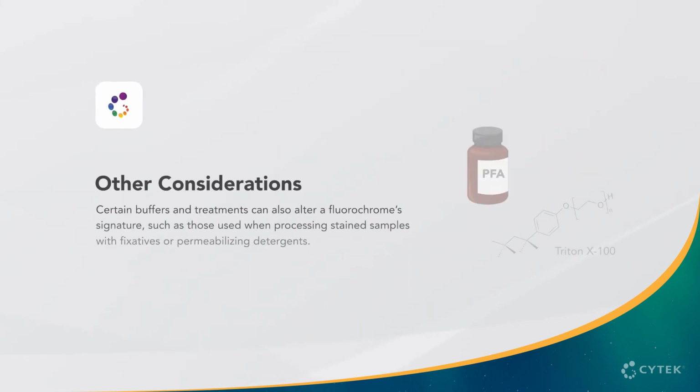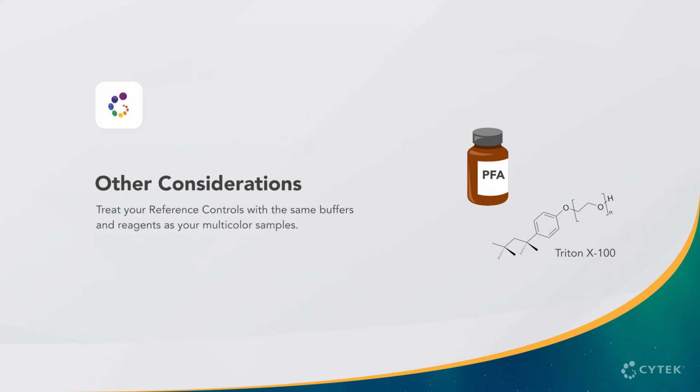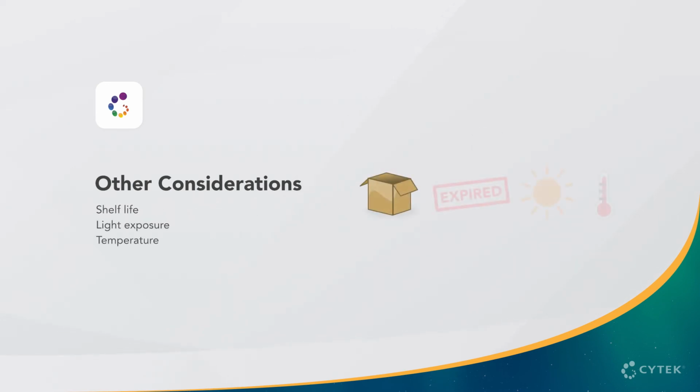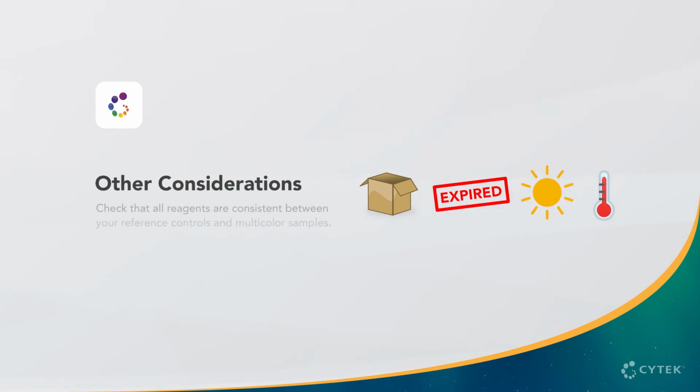Certain buffers and treatments can also alter a fluorochrome's signature, such as those used when processing stained samples with fixatives or permeabilizing detergents. To ensure your reference controls are accurate, treat them with the same buffers and reagents as your multicolor samples. In addition to reagent interactions, some fluorochromes may be sensitive to storage conditions. Shelf life, light exposure, and temperature can all drive changes in the spectral signature. To minimize variation, check that all reagents are consistent between your reference controls and multicolor samples.